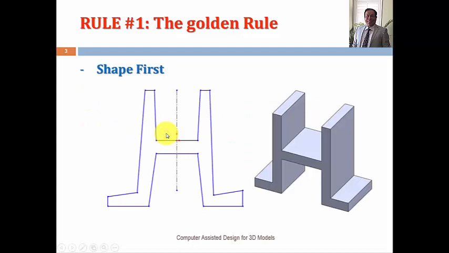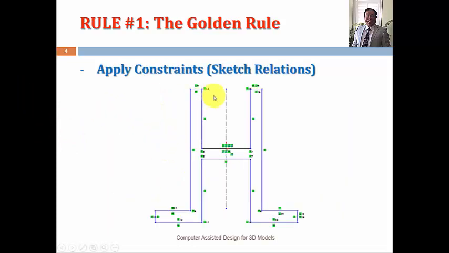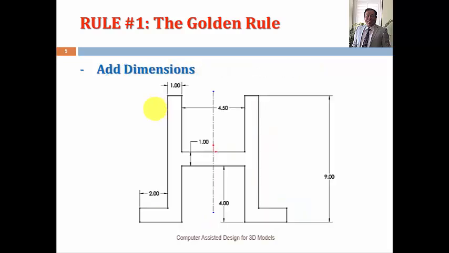Okay, and I have demonstrated this exercise. So we said here we take care about the shape roughly, and then we apply some sketch relations to control the geometry of our part or model, and then we apply the dimensions to get it fully defined. So everything should be in black color.